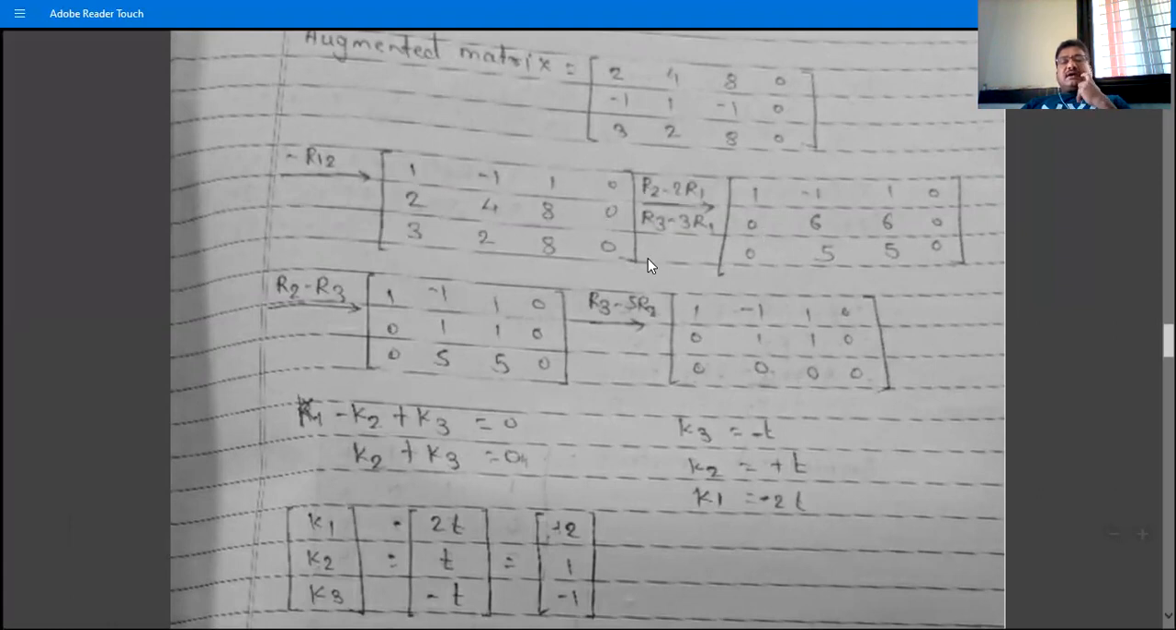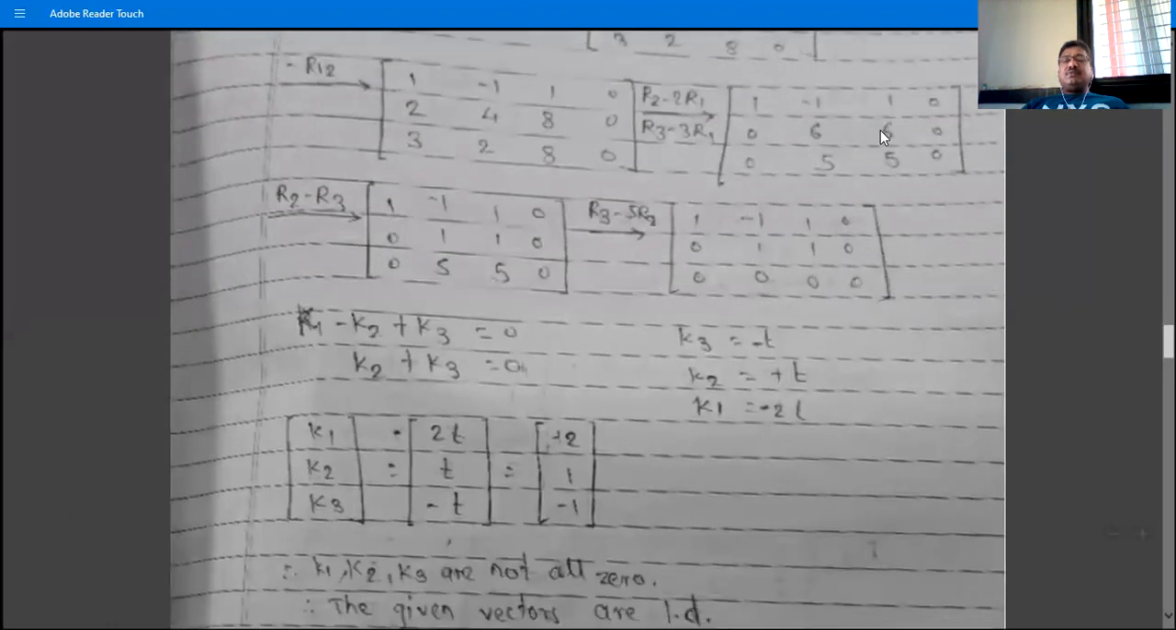So first row as it is, second row is this. So -2 and +2 is 0, and then 4 + 2 is 6. Then -2 + 8 is 6, 0. Then -3 times -1 is +3, plus 2 is 5, and then -3 + 8 is 5, 0.